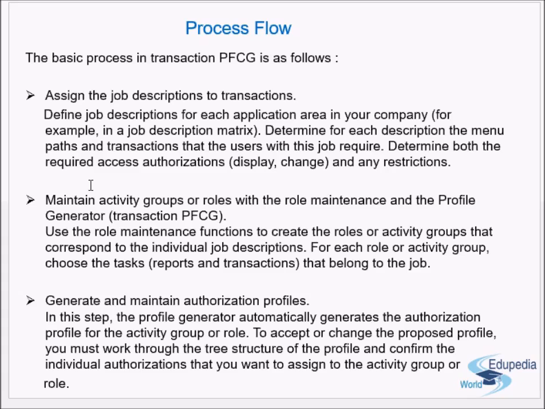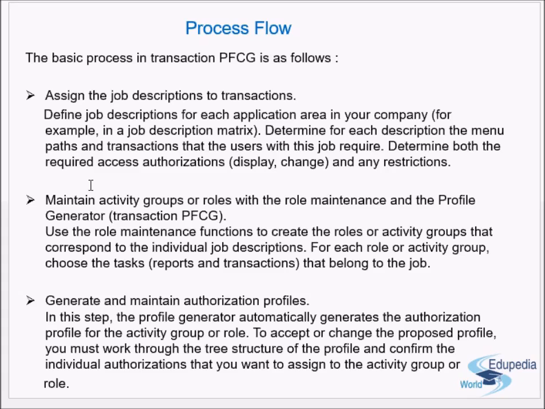The next one is generate and maintain authorization profiles. In this step, the profile generator automatically generates the authorization profile for the activity group or role. As the T code name itself suggests, it's a profile generator tool. So for the chosen authorizations assigned to a role, the profile is automatically generated. To accept or change the proposed profile, you must work through the tree structure of the profile and confirm the individual authorizations that you want to assign to the activity group or roles.